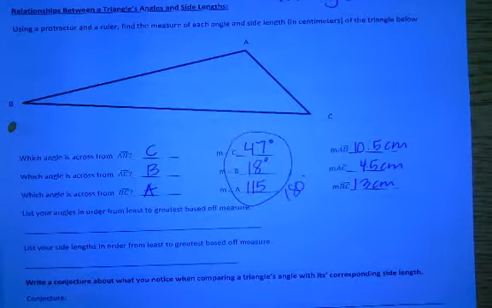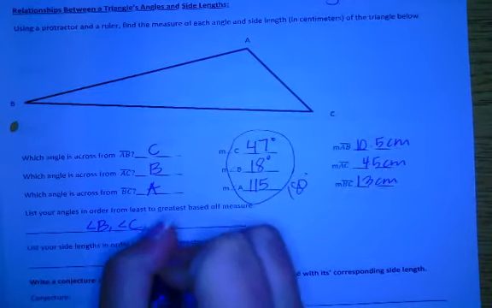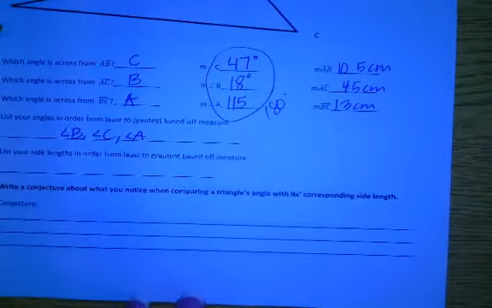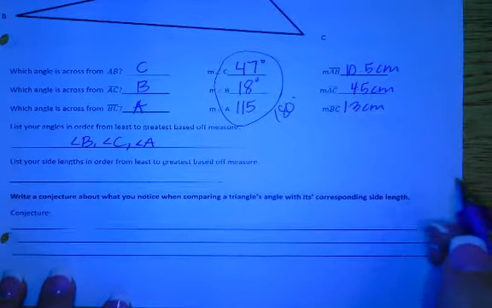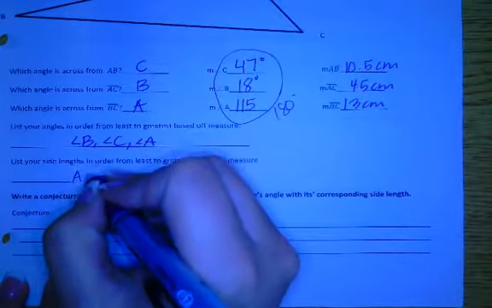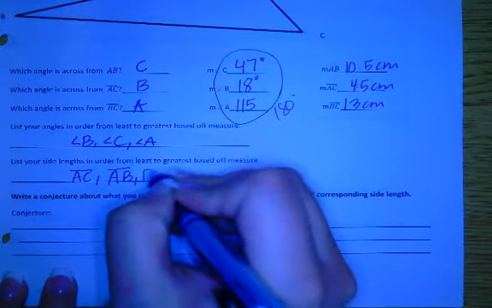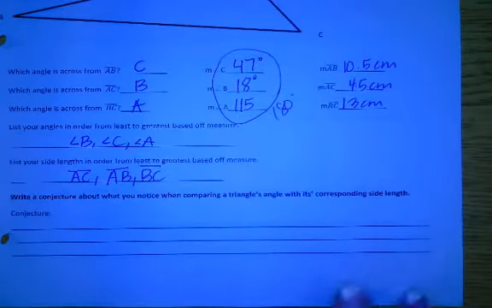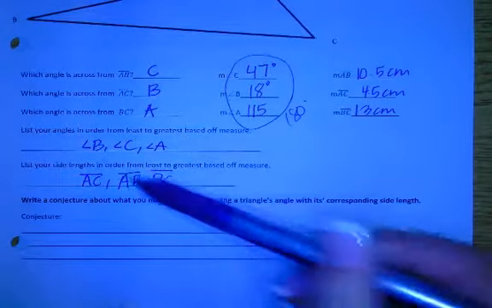What do we have? Least to greatest. BCA, do we agree? Okay, what about our side lengths in order from least to greatest? AC, AB, BC. Do we agree? Okay, so looking at the order of your angles and the order of your side lengths, what relationship do you see?